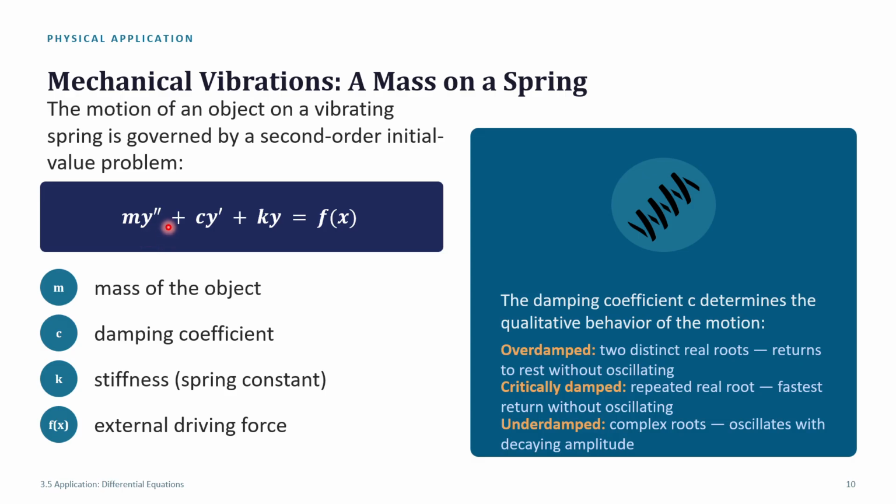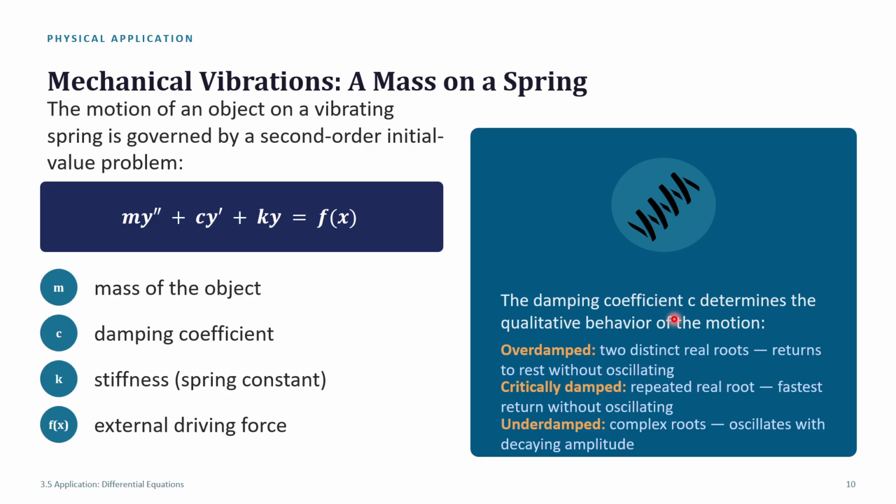m y double prime plus c y prime plus k y is equal to f of x. I already mentioned this in the previous slide, where m here is the mass of the object, c is the damping coefficient, k here is the stiffness or the spring constant, and f of x is the external driving force.